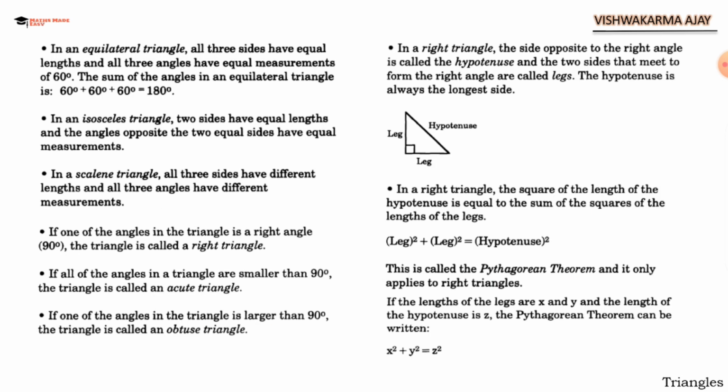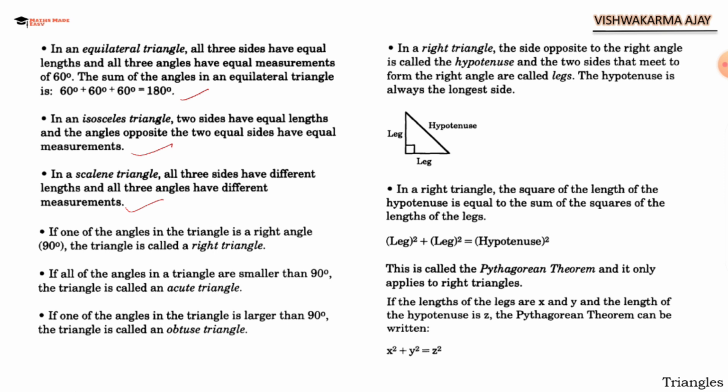In an equilateral triangle, all the 3 sides have equal length and all the 3 angles have equal measurement. That I just told in the last slide. In an isosceles triangle, 2 sides have equal length and the angles opposite the 2 equal sides have equal measurement. In a scalene triangle, all the 3 sides have different lengths and all the 3 angles have different measurements.